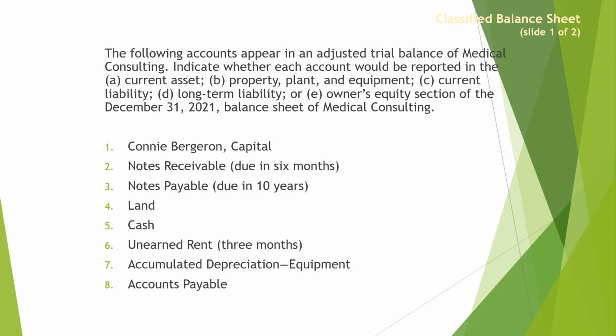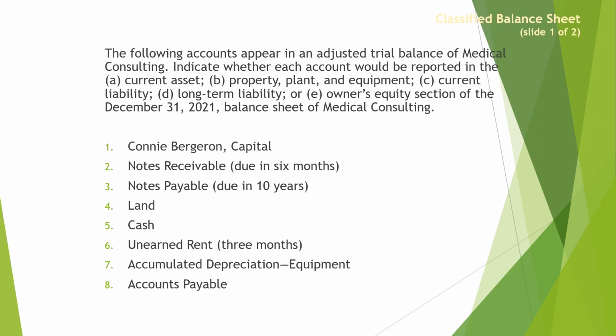Cash is current asset. Unearned rent, we're going to earn it within 3 months, so that's going to be a current liability. Accumulated depreciation goes right there next to its building or whatever it is, or equipment here, so that's going to be property, plant, and equipment. And accounts payable is a current liability.